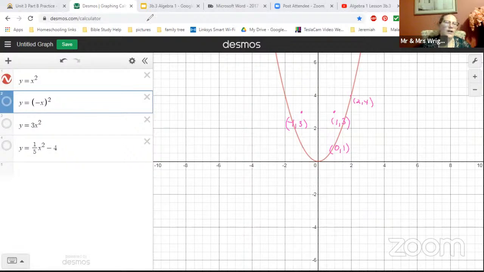So let's turn on this graph and make sure we got it correct. Oops, that's not the graph we're turning on. This one here. And as you can see, it went through those points that we found on the graph.